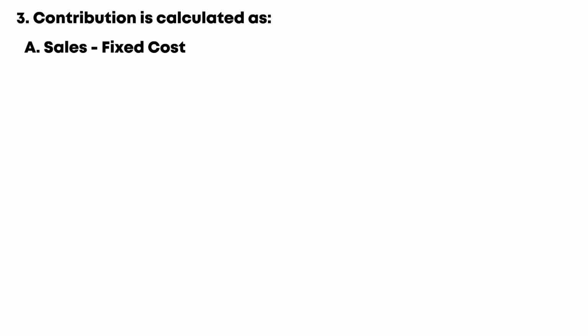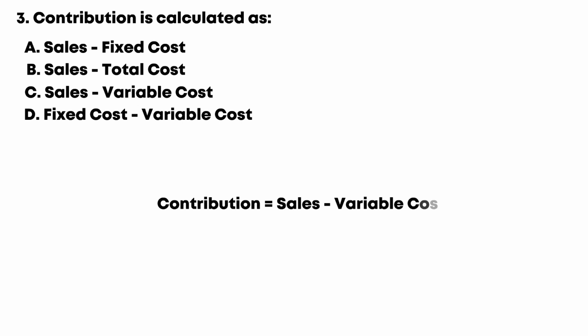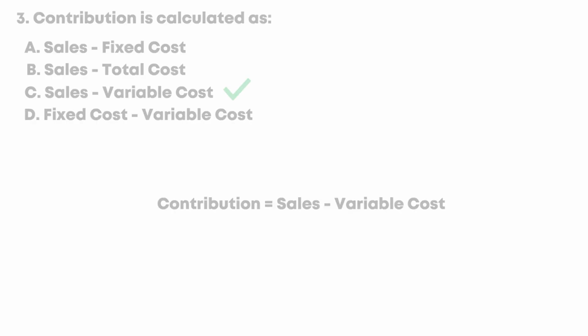3. Contribution is calculated as A. sales minus fixed cost. B. Sales minus total cost. C. Sales minus variable cost. D. Fixed cost minus variable cost. Contribution equals sales minus variable cost. The answer is C.